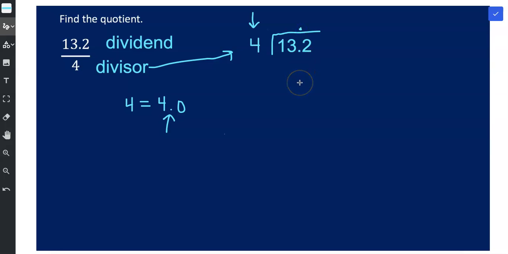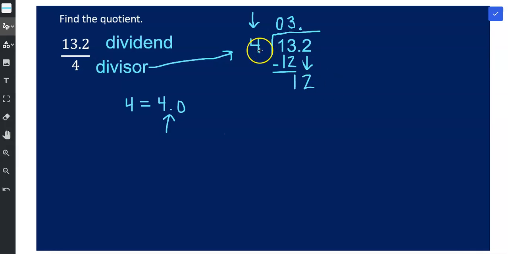And then we can start asking ourselves the question, how many times does the divisor 4 go into 1? Well, 4 is greater than 1, so it goes in 0 times. How many times does 4 go into 13? Well, 4 goes into 13 3 times, because 3 4s give us 12, or 3 times 4 is 12. So I write that below the 13 and I subtract it from 13. 13 minus 12 is 1. I cannot ask the question again until I bring a number down.